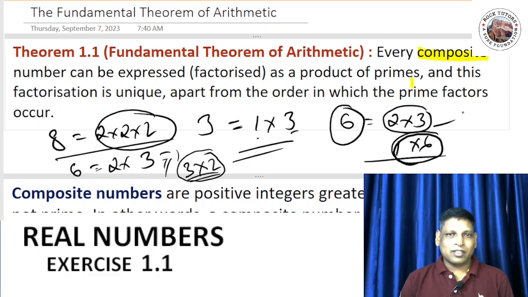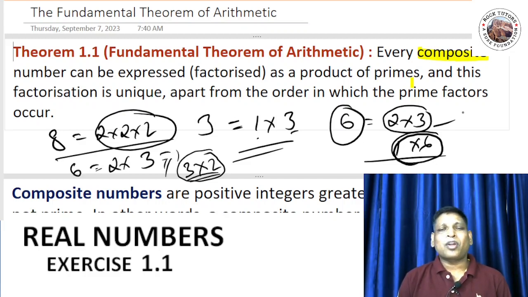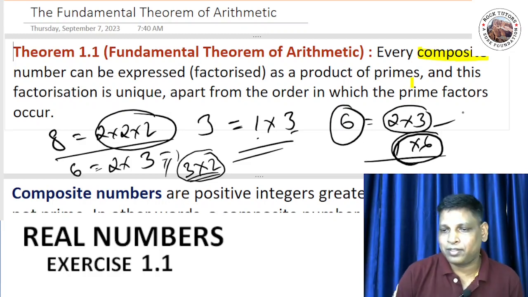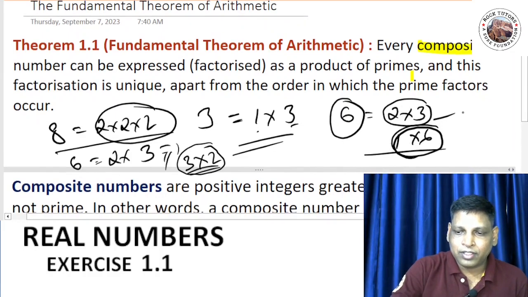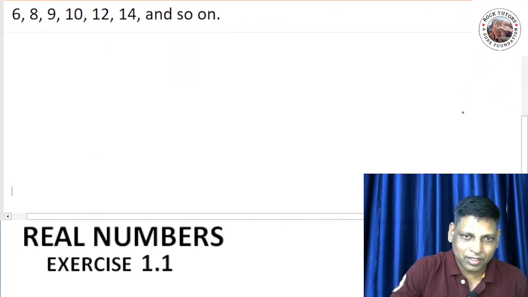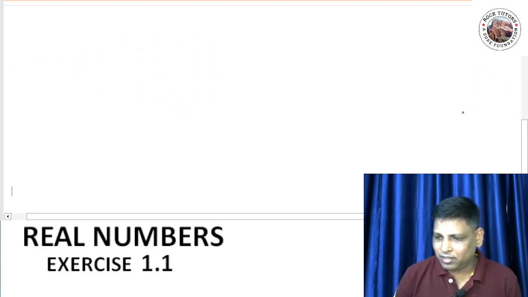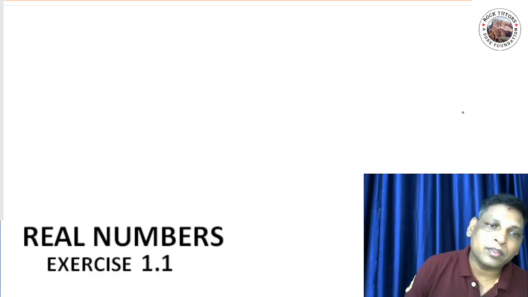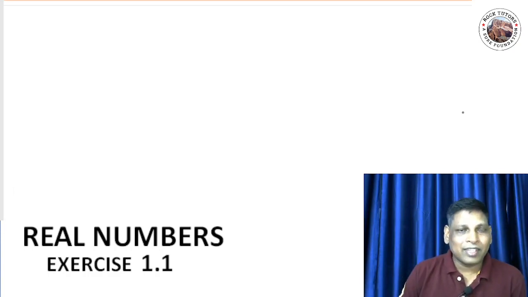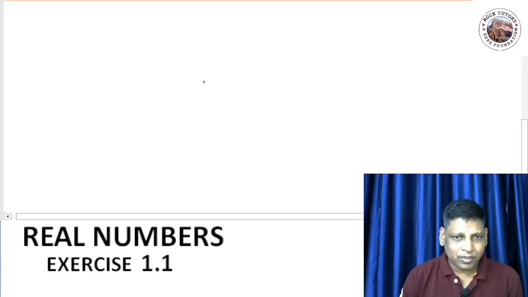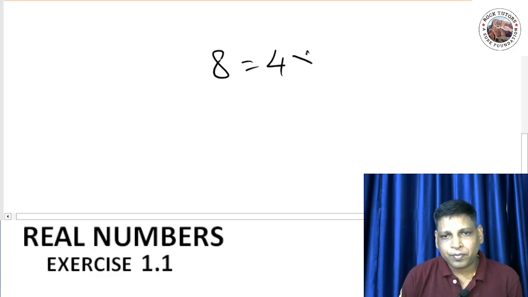So any composite number I can write in the form of prime factors, otherwise in the form of a product of two numbers. Please remember this one, because when we are doing the sums, at that time we will use this theorem. So any composite number you can write as a product of primes, or any number I can write as a product of two numbers. Suppose here, 8 is equal to 4 into 2.